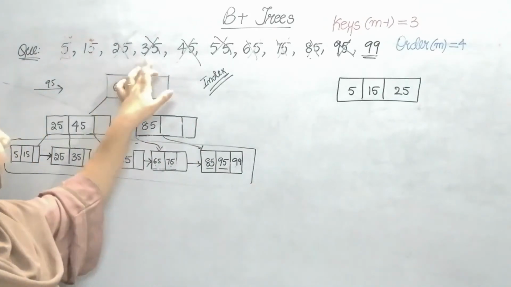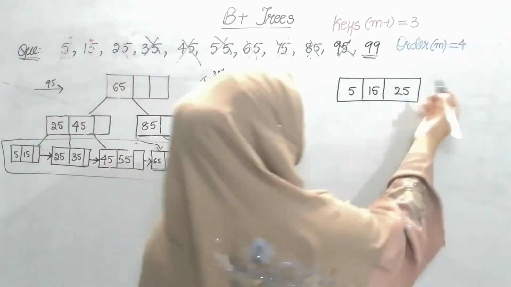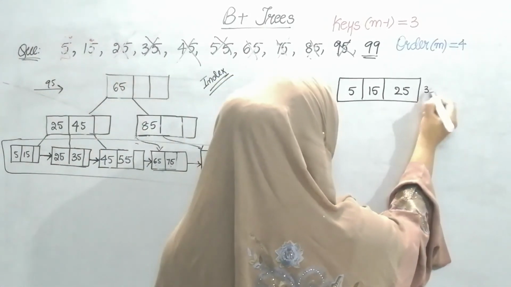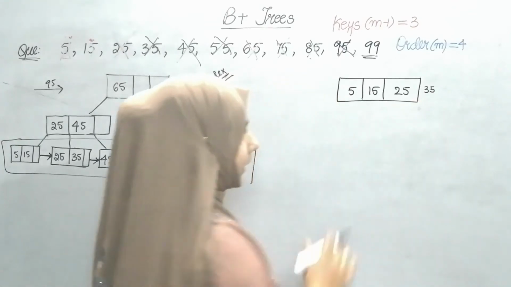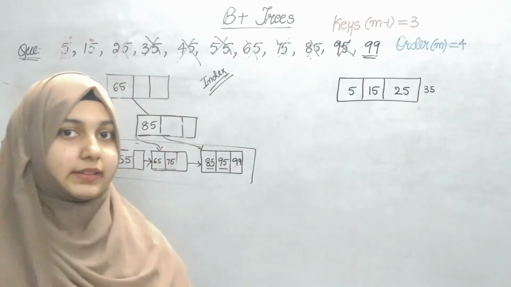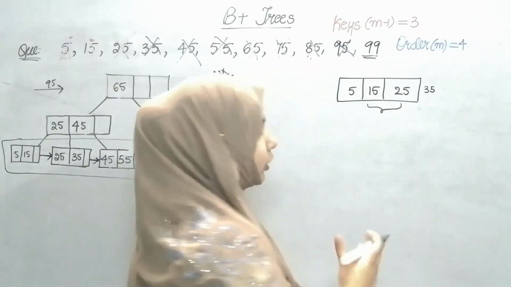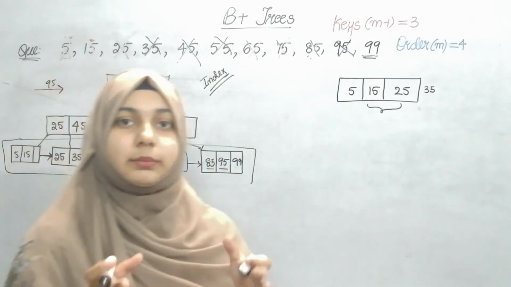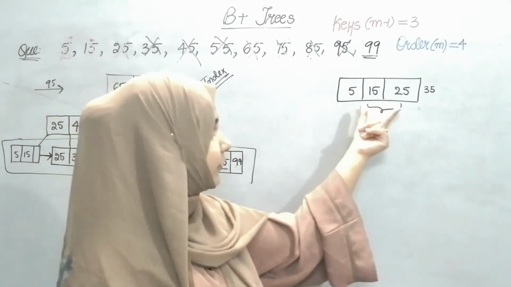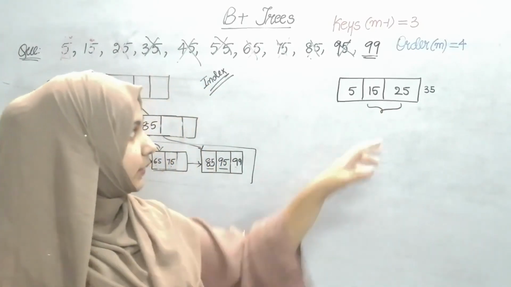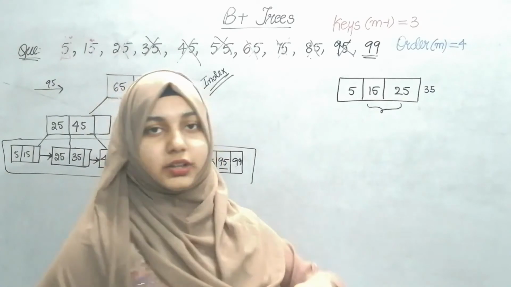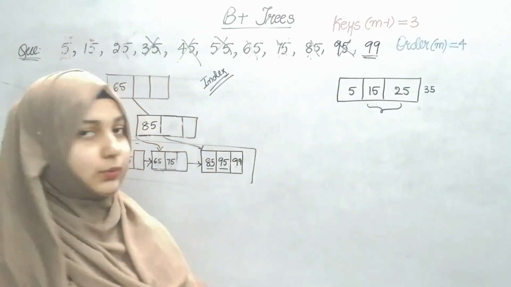Next element is 35. For inserting 35, same thing, 35 should be inserted here, but the node is overflowing, right? I cannot insert 35 there. Same thing, I need to see the middlemost element. As this is an even number, I'll get 2 middlemost elements. Same thing, you can choose either 15 or 25, your wish. Suppose we'll take 25 in this case.